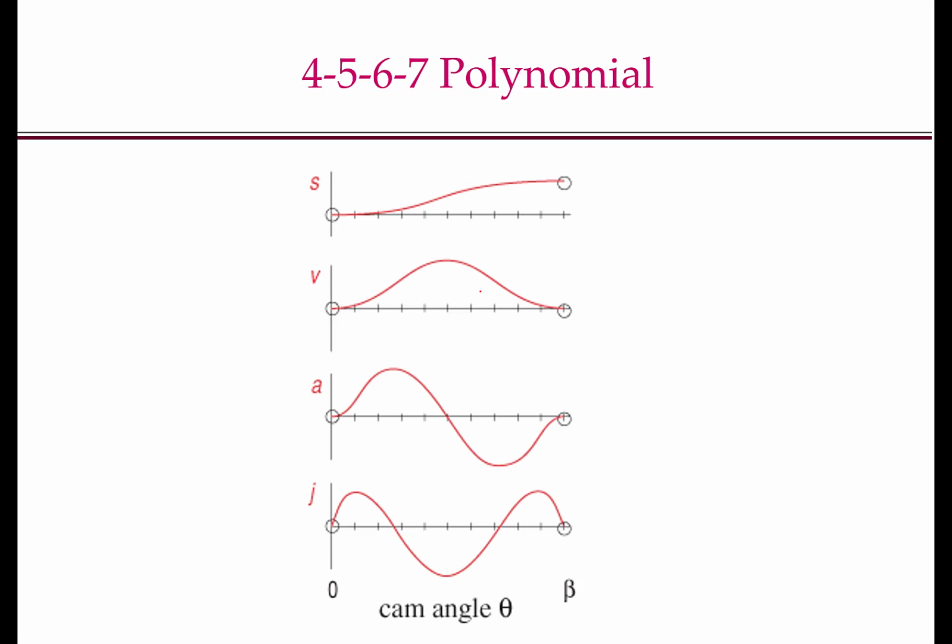The displacement, velocity, acceleration and jerk curve will look like this. And you can see that all the curves are continuous, they are 0 at the end, and everything is finite. This may indicate that the 4, 5, 6, 7 polynomial is always preferable to the 3, 4, 5 polynomial. However, there are some disadvantages of the 4, 5, 6, 7 polynomial.